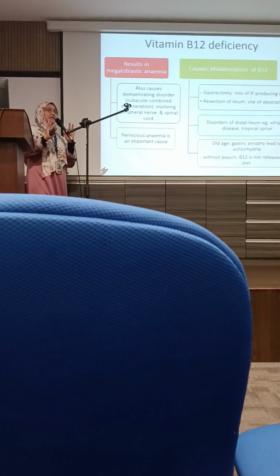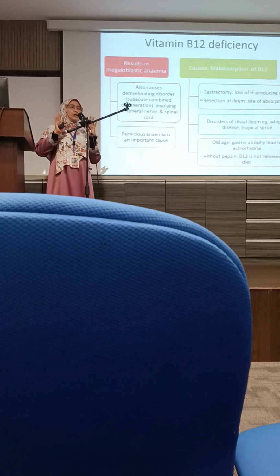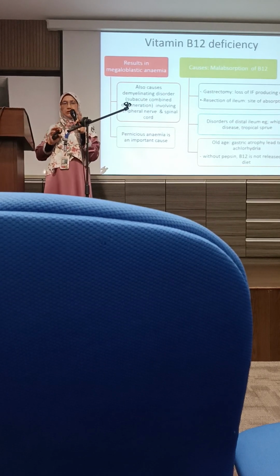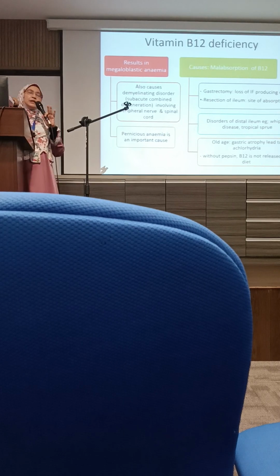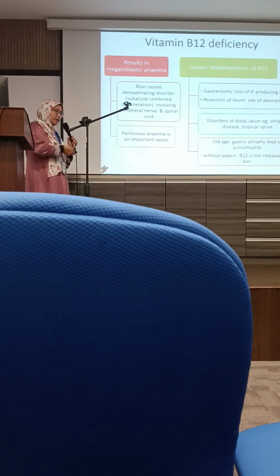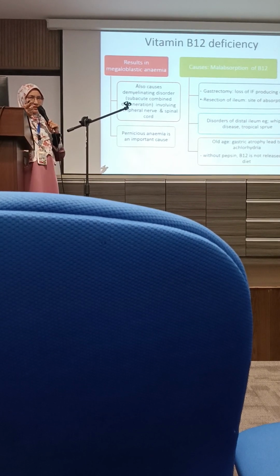Okay, whatever it is, megaloblastic anemia, common cause is folate and B12. Folate, you don't have the CNS features, but B12 you will have these neurological symptoms. And another common cause of B12 deficiency is pernicious anemia. Dah belajar kan pernicious anemia? Dah tengok your PBL package, ada kan?